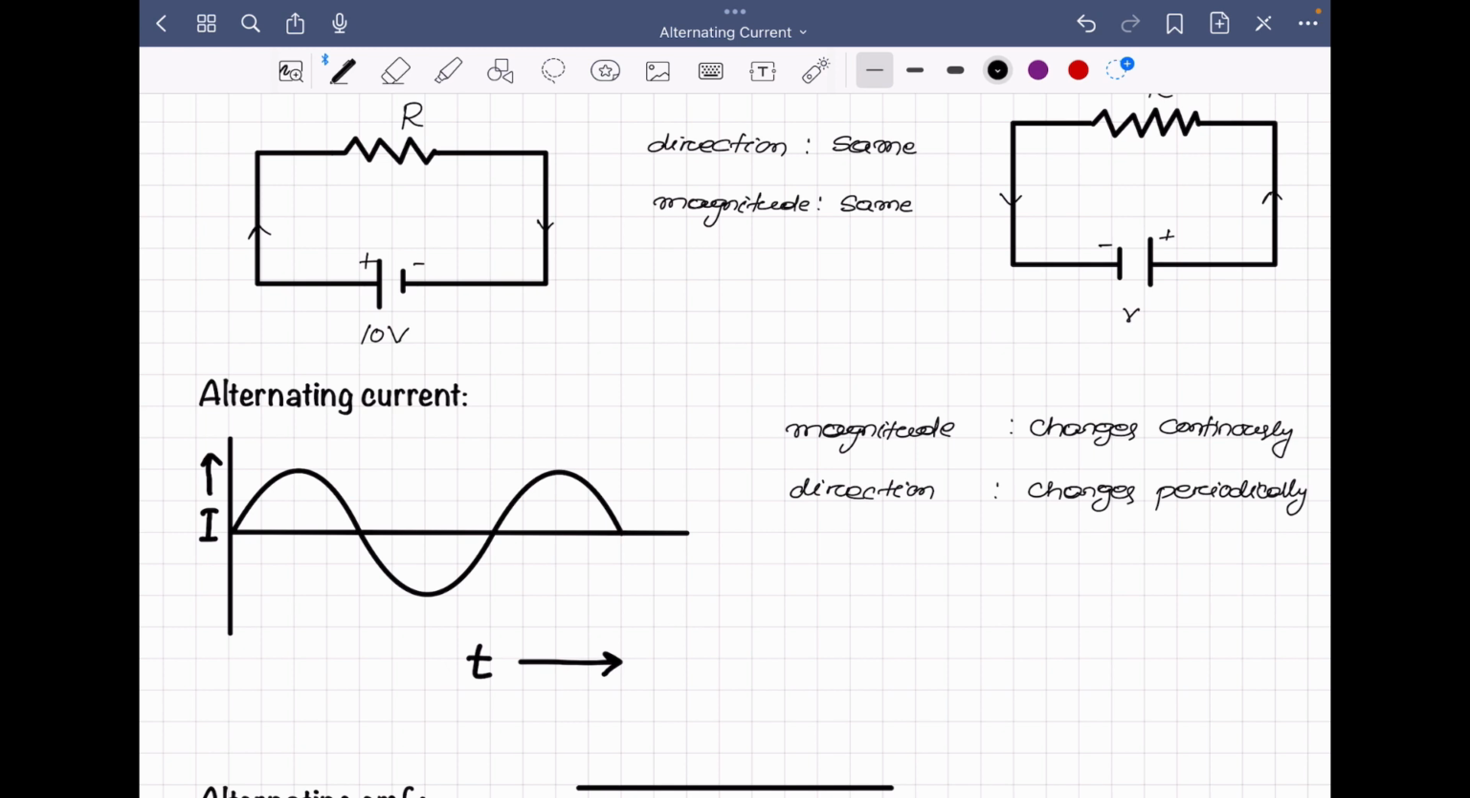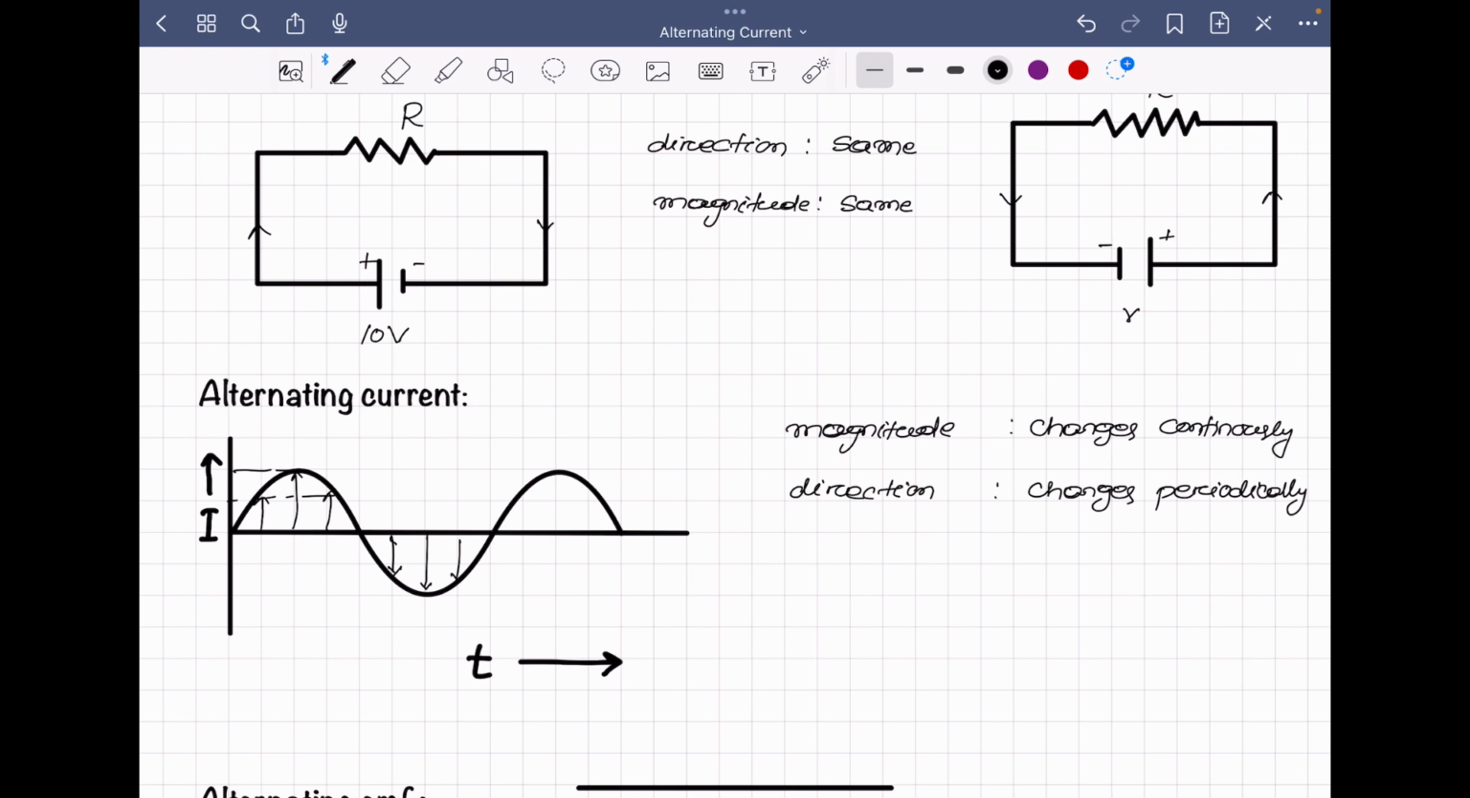Just here, this one is our magnitude of current. This one also is a magnitude of current. That means current changes with time. If time changes, then magnitude of current changes. That means the magnitude of current changes continuously with time.